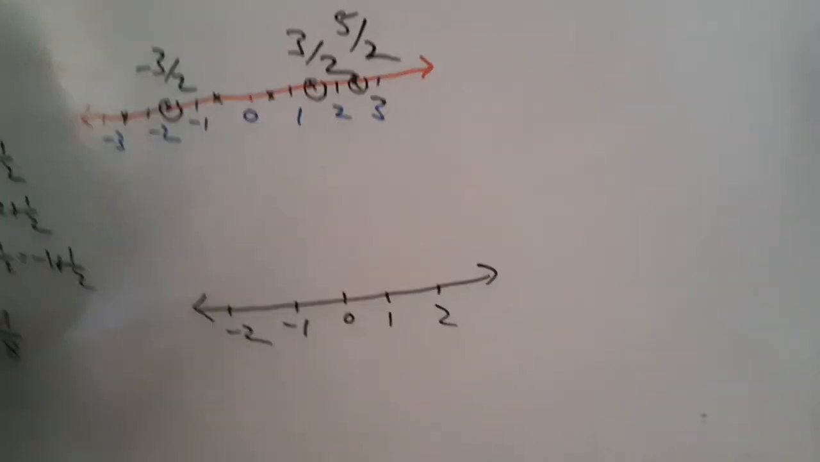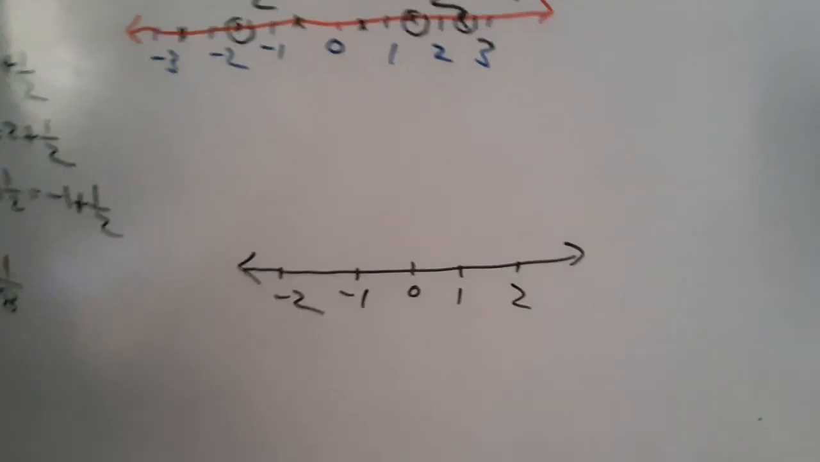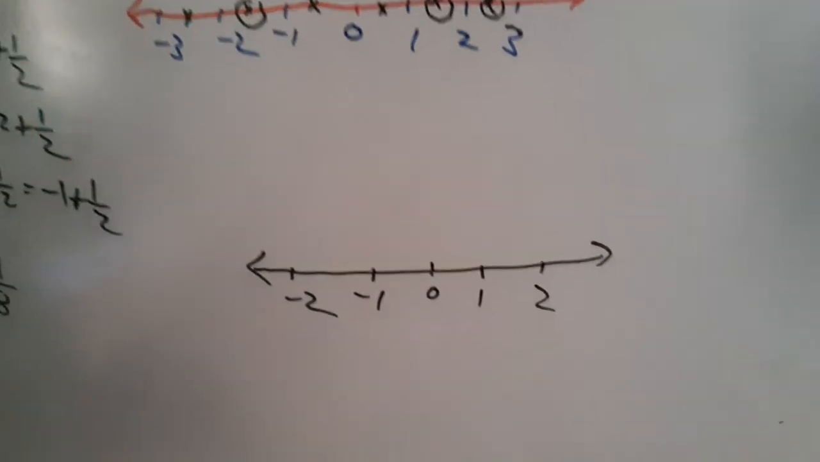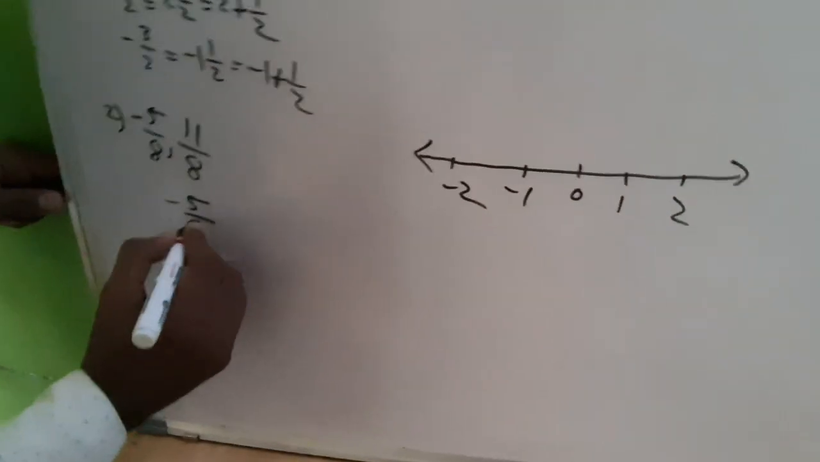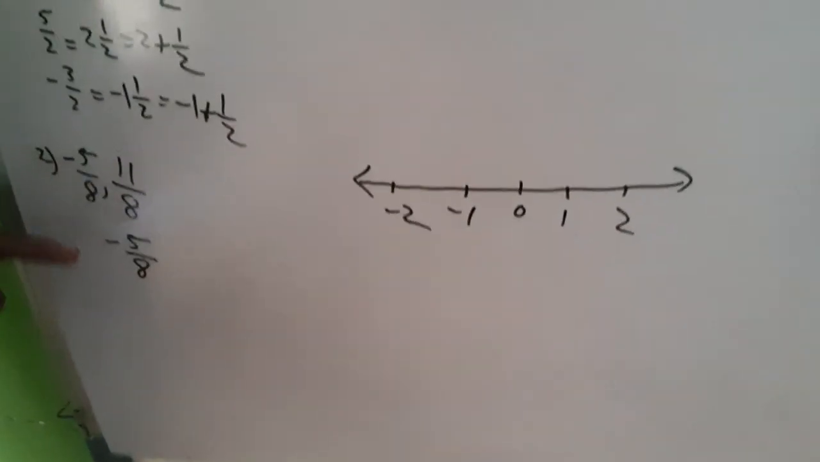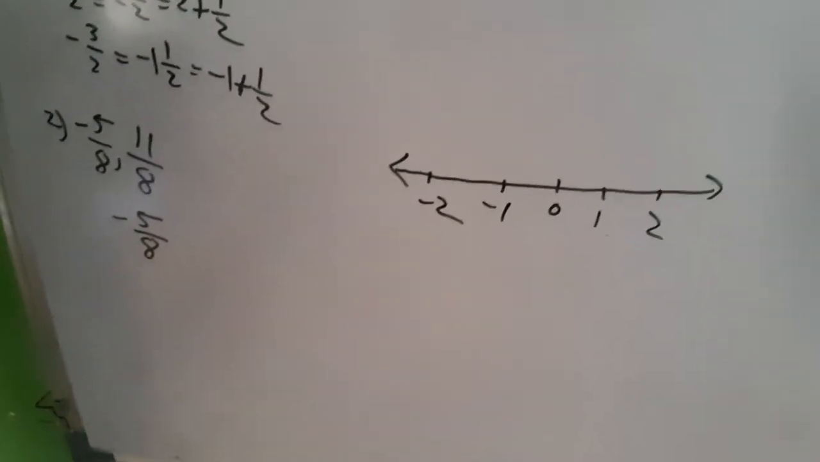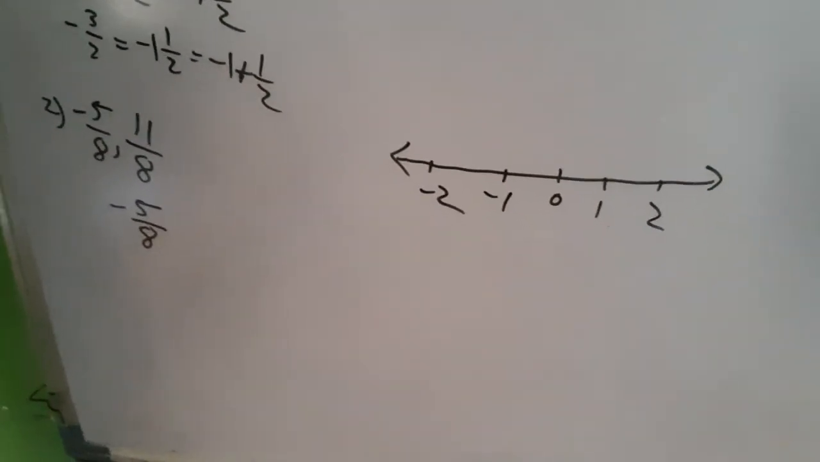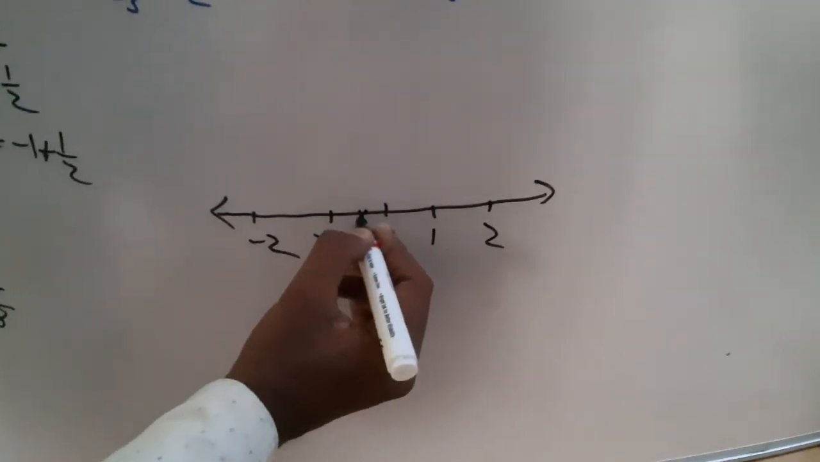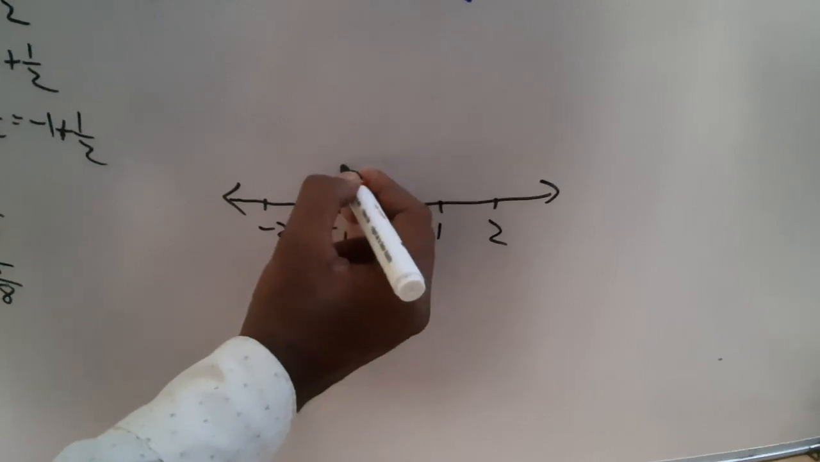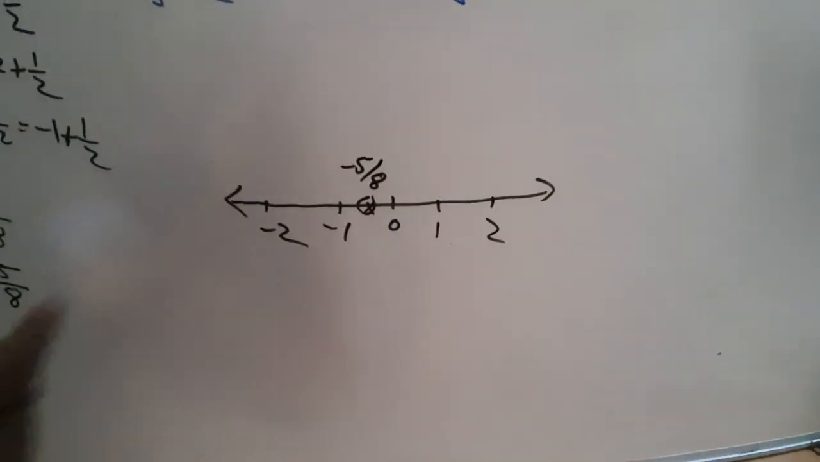Children, -5 upon 8. Now here denominator is more than numerator. Consider -5 upon 8. Here denominator is more than numerator. Then what to do? It is always between 0 and 1, but on the negative side. This number is always between 0 and -1. Minus.